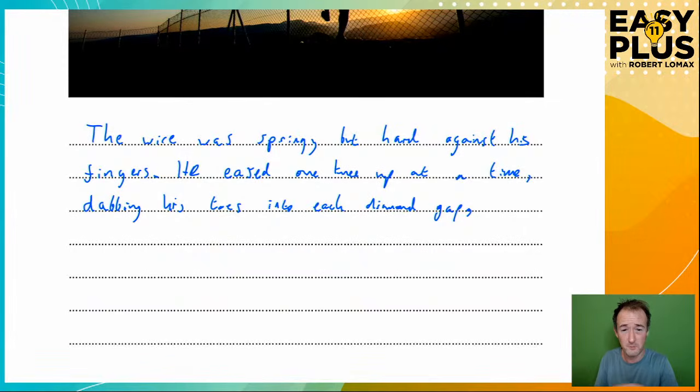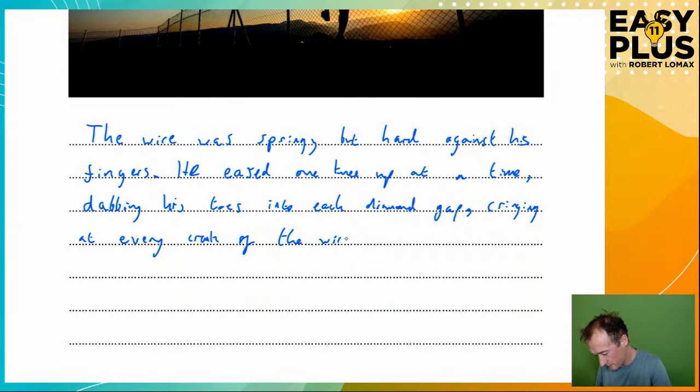You should watch my video from a few weeks or months back about using verbs effectively in creative writing. That's all about this. He dabbing his toes into each diamond gap, cringing. Yeah, cringing at, I don't know if you hear my chair creaking appropriately, cringing at every creak of the wire. The wire was springy but hard against his fingers. He eased one knee up at a time, dabbing his toes into each diamond gap, cringing at every creak of the wire.